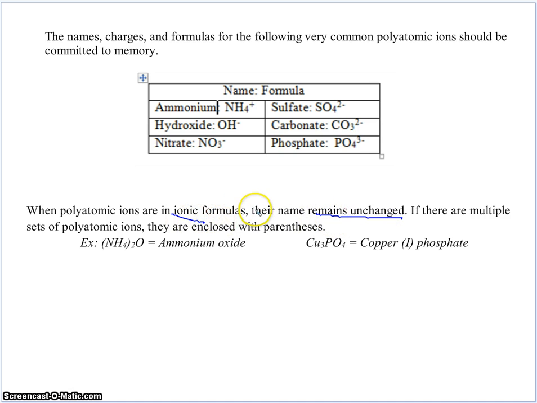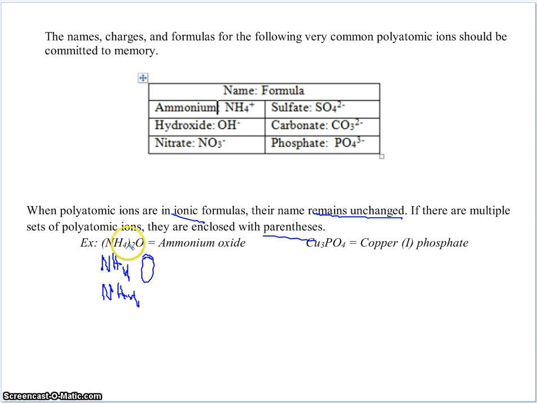So because these are ions, they can actually form ionic compounds. They can combine with metals or nonmetals to form anion, cation, attracting each other, crystal lattice, all that stuff. If there are multiple sets of polyatomic ions, they are enclosed with parentheses. So here, NH4, that would be actually 2 NH4s like that, and then 1 O. That would be ammonium oxide. So the first compound never changes, right? Usually it's a metal. Here it's actually ammonium.